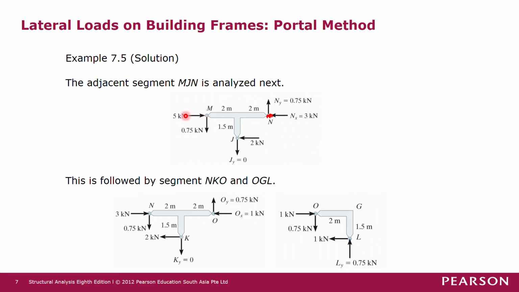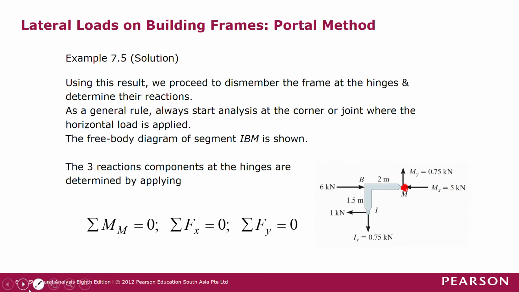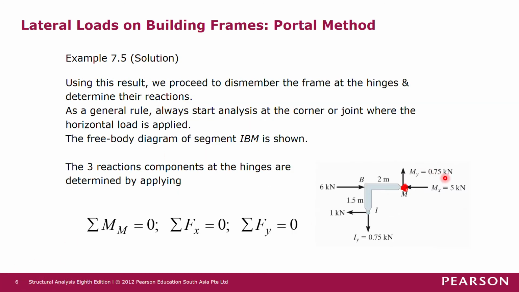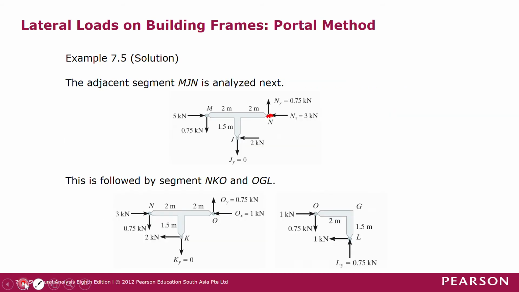Okay, so we know that this force is 5 kN from the solution here, and this force is 0.75 kN from the solution here, but they are of opposite directions to the previous solution. So the only unknown forces are Jy here, Nx and Ny. Similarly, we can use the three equilibrium equations to solve for the unknown forces.